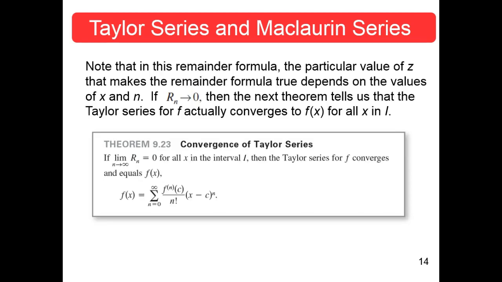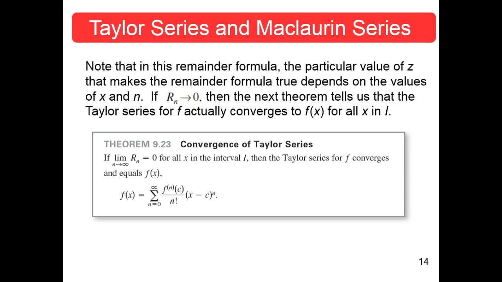Okay. Note that this remainder formula, the particular value of z that makes the remainder formula true, depends on the value of x and n. And if r sub n is approaching 0, which hopefully it is, then the next theorem tells us that this Taylor series for f actually converges to f of x for all x in that interval I. So basically this is saying if this r sub n that we talked about in the last slide goes to 0, then the Taylor series will converge to that function f of x. Sine, cosine, whatever it is. And you don't make up all these other strange things there.